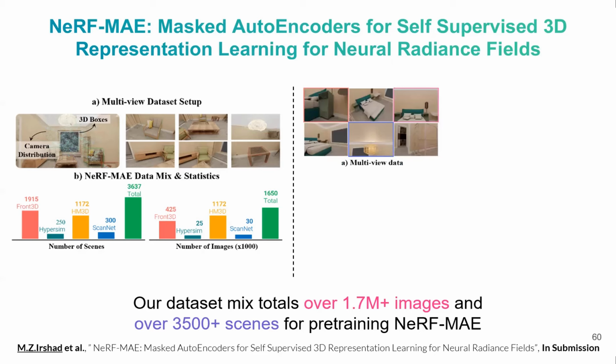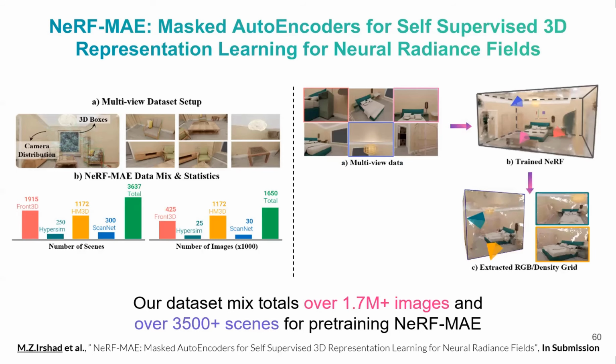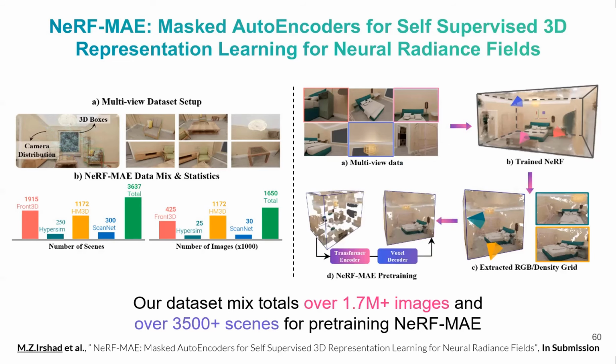So we start with multi-view data. We recover a very fast Instant NGP NeRF for each of the scenes. We then convert the trained NeRF to an RGB density voxel grid, essentially converting an implicit representation to an explicit representation. And finally, we pre-train this explicit output using a transformer module.